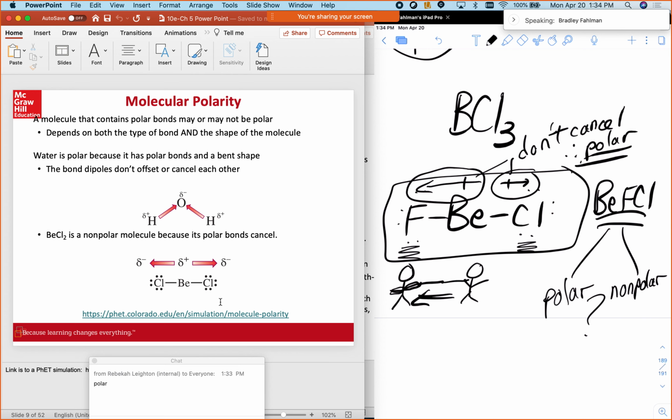You only have nonpolar molecules if these arrows are directly in opposite directions with the same magnitude. So all linear molecules will be nonpolar unless you have different atoms on either side. As soon as we break that symmetry, it becomes polar.